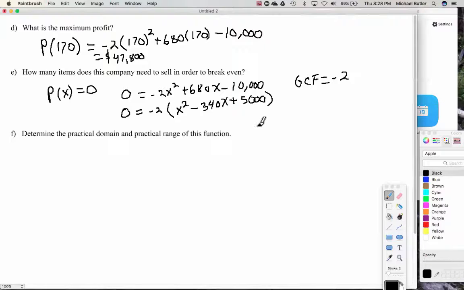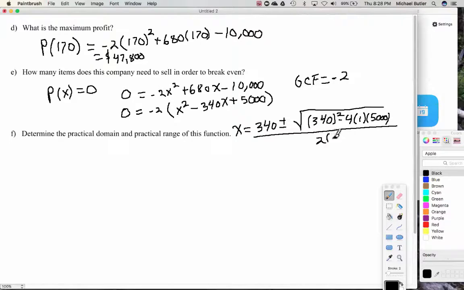So I'm going to punt and use the quadratic formula because I'm not seeing the factors off the top of my head. So x is equal to the opposite of b, which is the opposite of negative 340, plus or minus the square root of b squared, which is 340 squared, minus 4 times a, which is 1, times c, which is 5,000, all of that divided by 2a, which is 2 times 1.